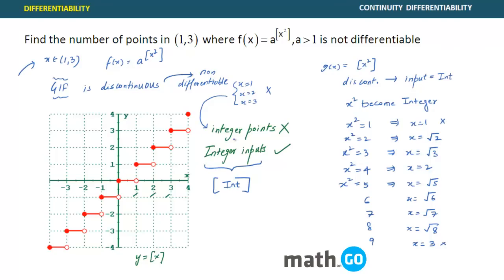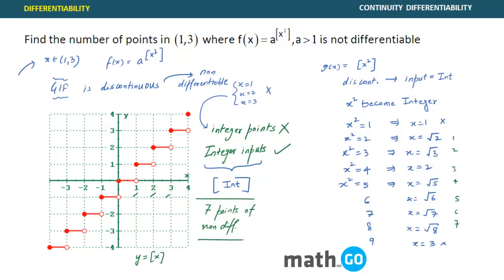Check here. So how many values are there that are satisfying that this is not continuous? 1, 2, 3, 4, 5, 6 and 7. So 7 points of discontinuity. So your answer is 7 points of non-differentiability. Why am I saying non-differentiability? Because I know if the graph is discontinuous, it will definitely be non-differentiable.